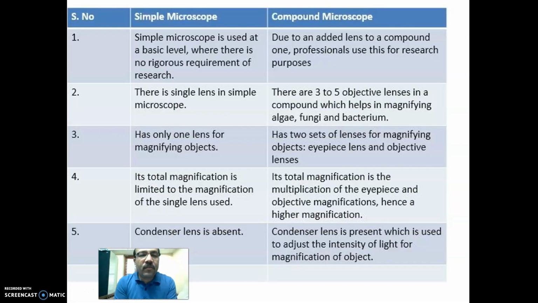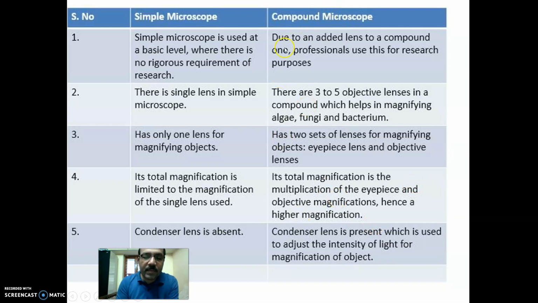A simple microscope has only one lens for magnifying the object, so there is only a single lens magnification. A compound microscope has 2 sets of lenses for magnifying objects, the eyepiece lens and the objective lens. In a simple microscope, its total magnification is limited to the magnification of the single lens used. In a compound microscope, its total magnification is the multiplication of the eyepiece and objective magnification, hence a higher magnification.